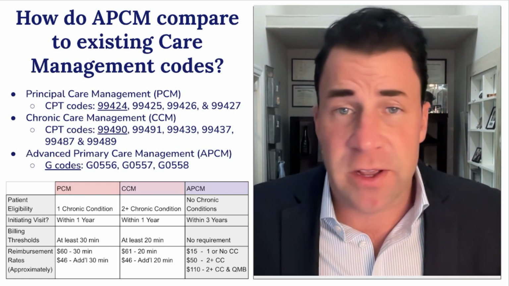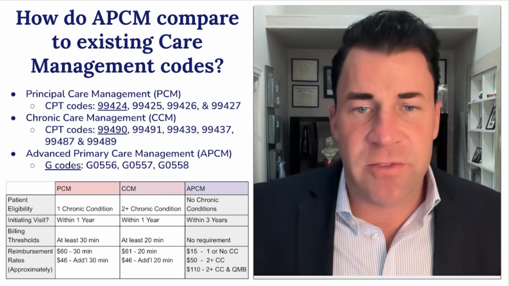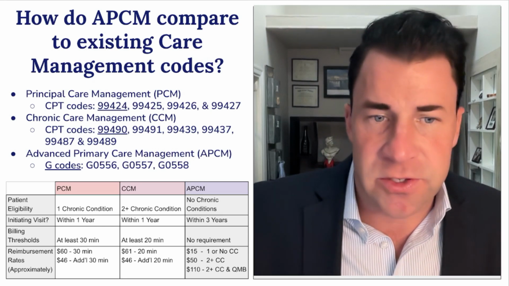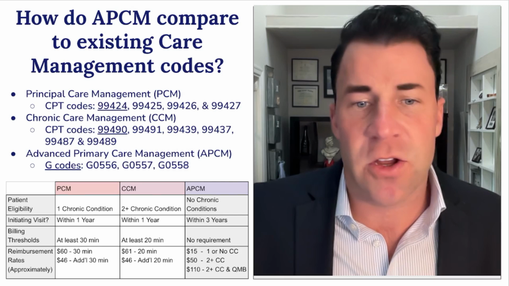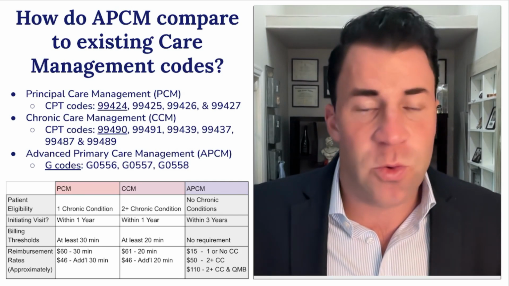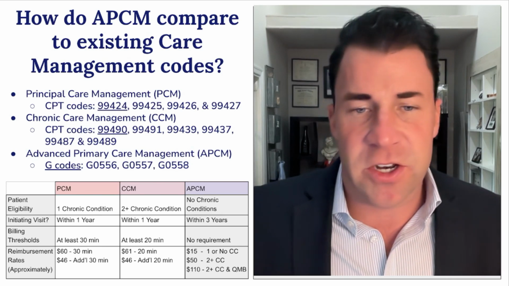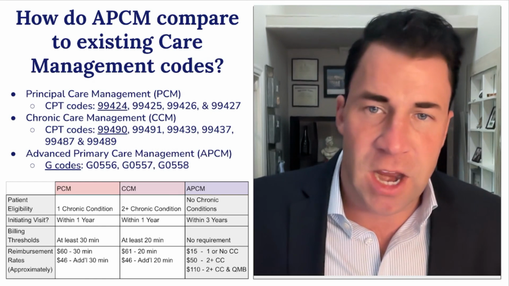For the billing thresholds, you have to spend 30 minutes for PCM, 20 minutes for CCM. No time requirement for the advanced primary care management codes. For the reimbursement, for those 30 minutes for PCM, you get $60 and $46 for the additional 30. For CCM, it's $61 for 20 minutes with the patient and then $46 for the additional 20 minutes. And then we already talked about the three different levels for the advanced primary care management codes.